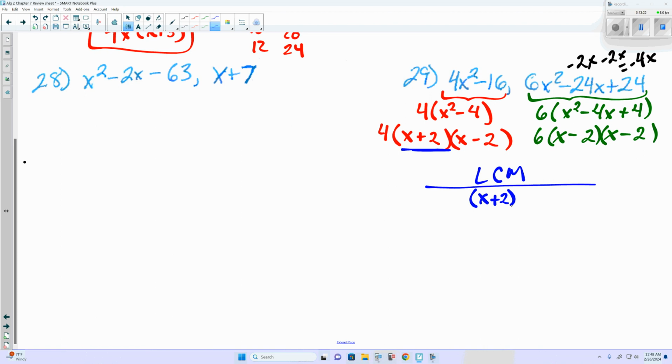Let's look at the other one on the left, x minus 2. The one on the left has it once. The one on the right has it twice. So how many times do we need it? Twice. Whichever one has it the most. And again, if you can get at least here, you've gotten pretty much all the points.